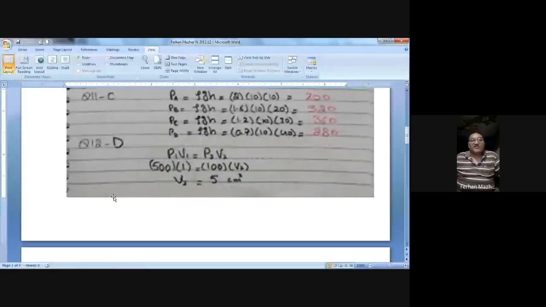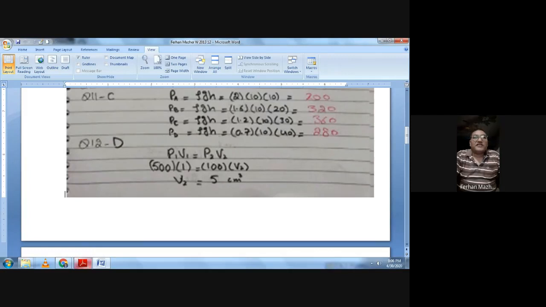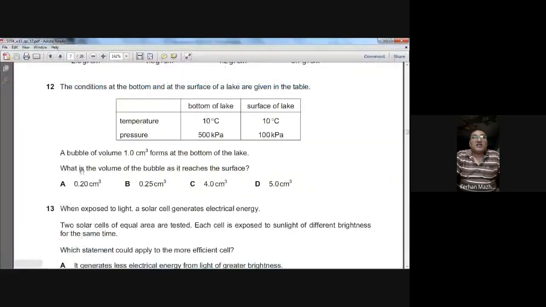On your screen, you can see question number 12. I apply the formula P1V1 equals P2V2. 500 into 1 equals 100 into V2. V2 is the question. So V2 will be 500 divided by 100, and it will be 5 centimeter cube. So D is the option. For question number 12, D is the option, 5 centimeter cube. I hope that you have understood all the concepts related to this numerical.